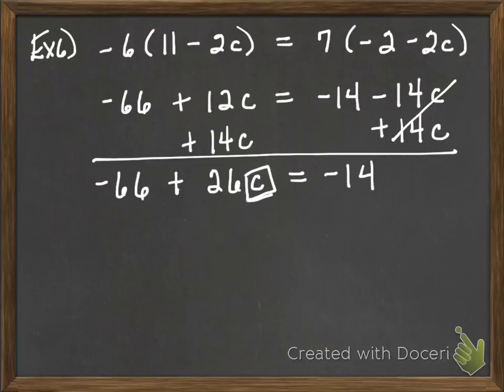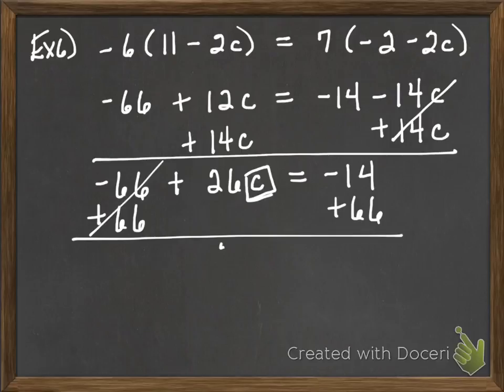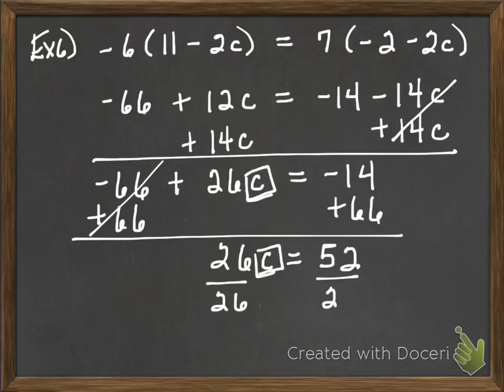Dax says add 66. Y'all agree with that? We want to add or subtract in our first step when we're solving, if at all possible. So we are going to add 66 to both sides. That's going to leave us with 26c is equal to 52. Then we're still solving for c, and our last step is going to be either to divide or multiply depending on our problem. And since 26 is being multiplied, we're going to divide by 26. And 52 divided by 26 is 2.